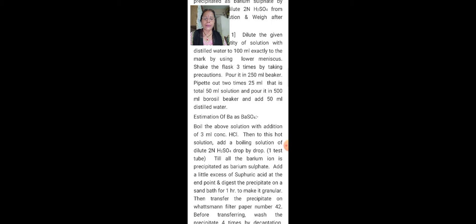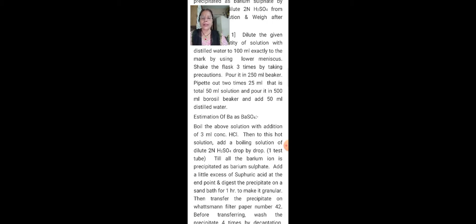So it is a simple practical: dilute carefully, add distilled water, add the concentrated HCl, add the 2 normal H2SO4 drop by drop till barium sulfate forms, and a little excess, 1 to 2 ml, so that all the ions get precipitated. Now digest the precipitate on a sand bath for 1 hour. In this process the crystals in the beaker grow in a proper manner, and we take that 1 hour to make them granular crystals.